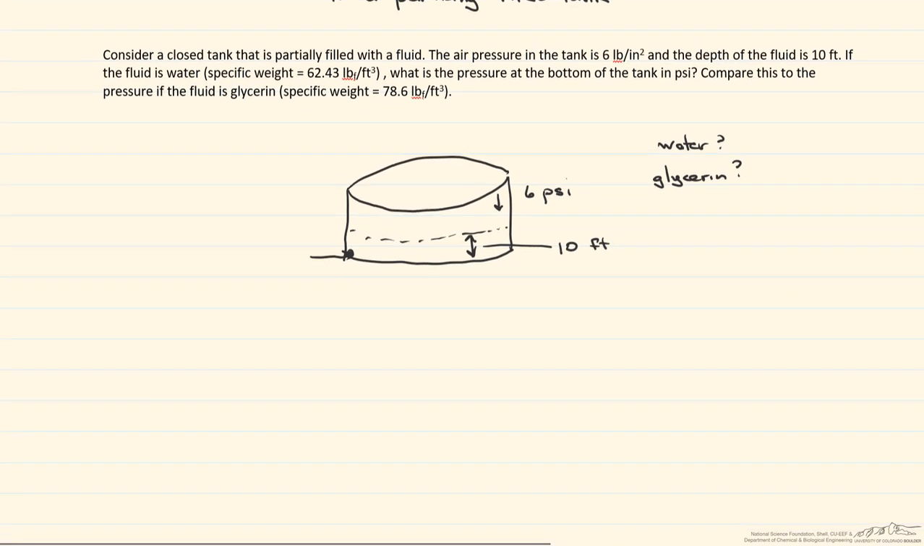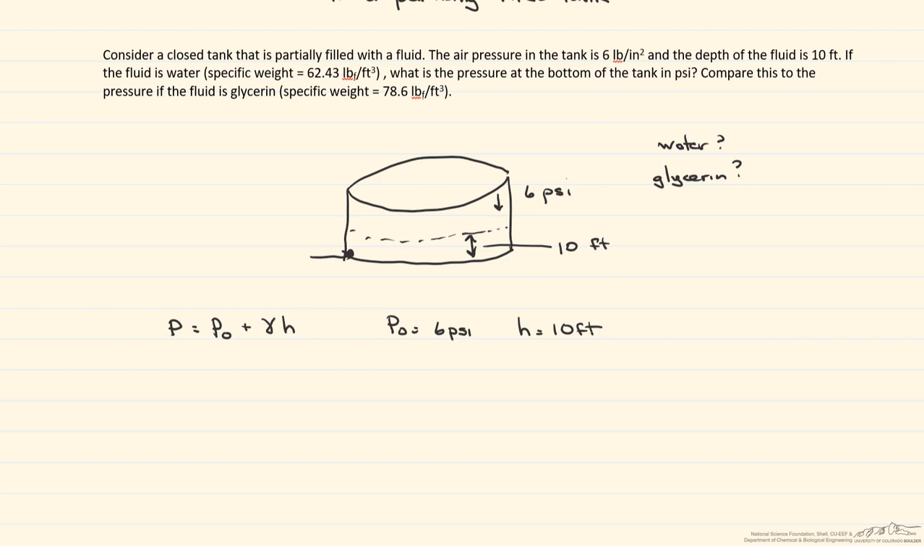So let's start with the governing equation for pressure variation in a stationary incompressible fluid. So pressure at some point in the fluid is going to be equal to the pressure at the top of the fluid plus the specific weight of whatever the fluid is times the height of the fluid. So for both fluids, water and glycerin, this is going to be equal to 6 psi, and this height, h, is going to be equal to 10 feet.